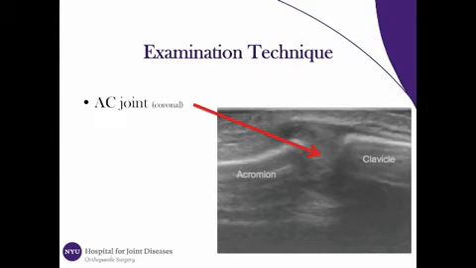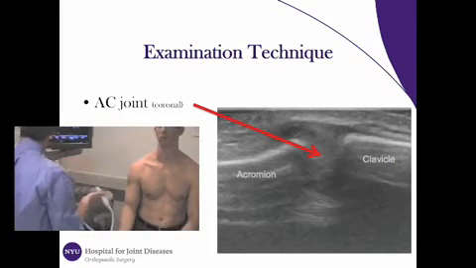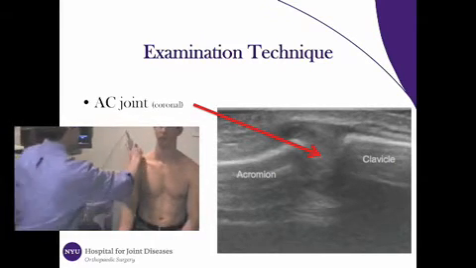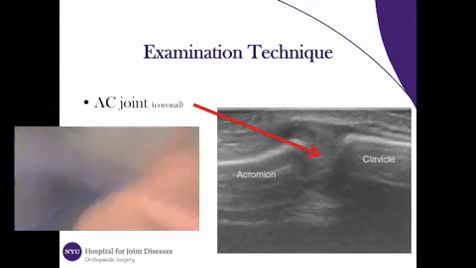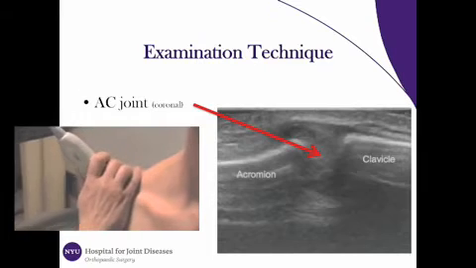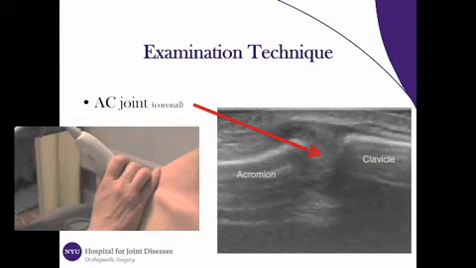The AC joint is the next structure to be imaged. This is done in the coronal plane. You can see here the patient is positioned with the arm at the side, again with the elbow flexed and forearm fully supinated. Be sure to apply an adequate amount of ultrasound gel to the probe prior to obtaining the image. The probe is held directly above the AC joint to produce the image seen on the right. The AC joint is demarcated by the red arrow.